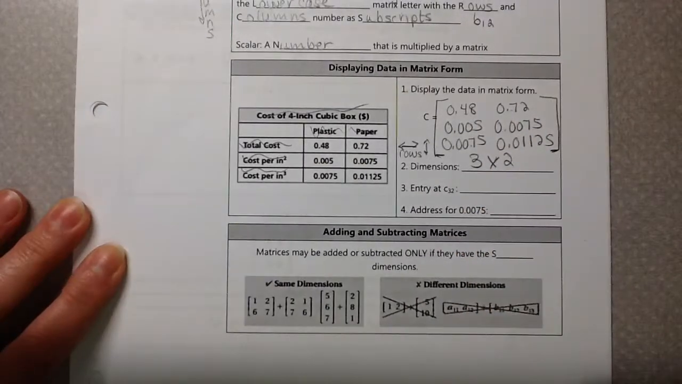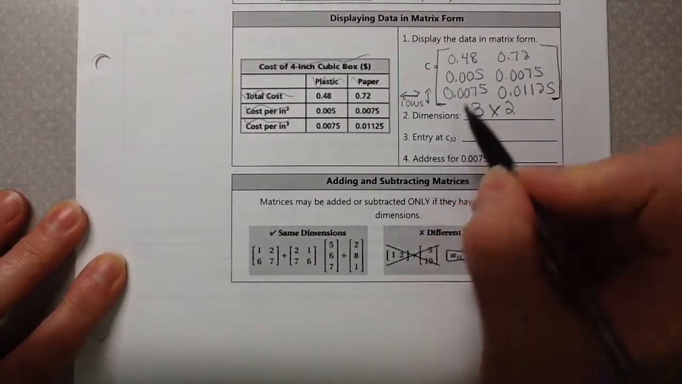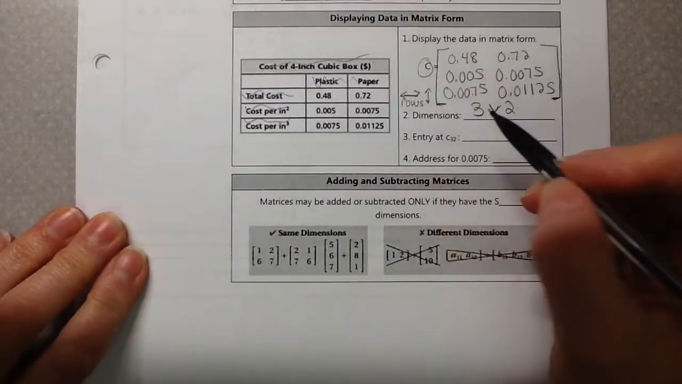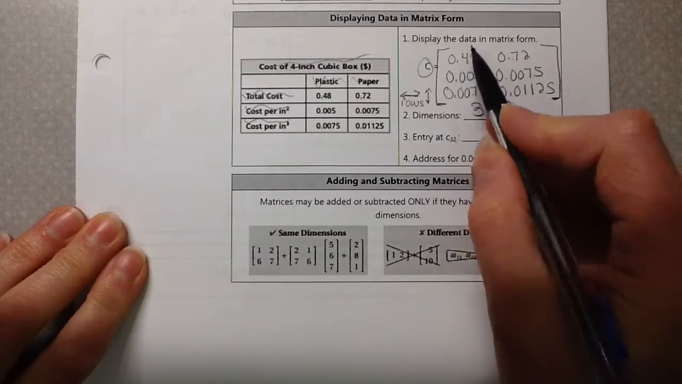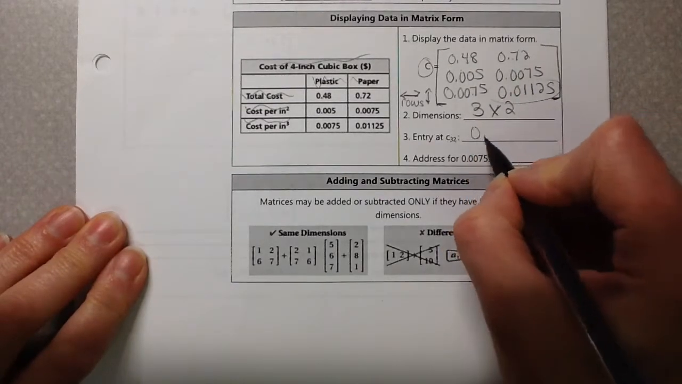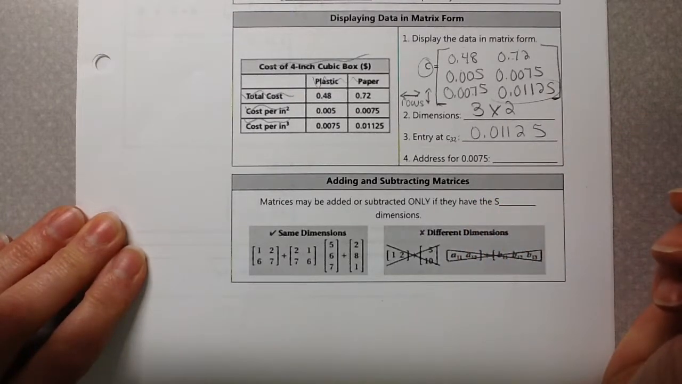If we want to find an entry, we need to look at the address. This is a lowercase c, so that means I go to the matrix that has a capital letter C. Now I could have several different matrices. I just have one here for you. So this is the matrix we go to. We want to go to row 3, so 1, 2, 3, and we want to go to column 2. First column, second column. So that would put us right here. So 0.01125 is at entry 3, 2.